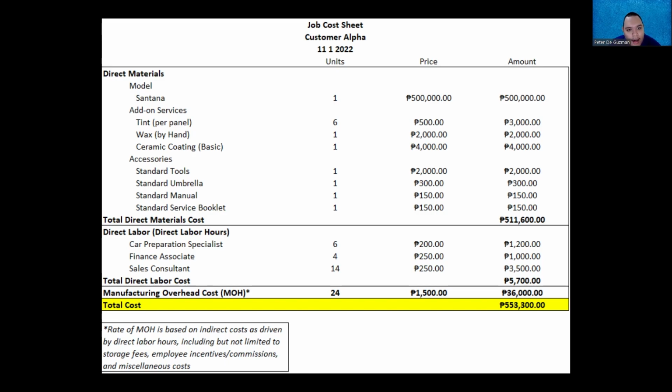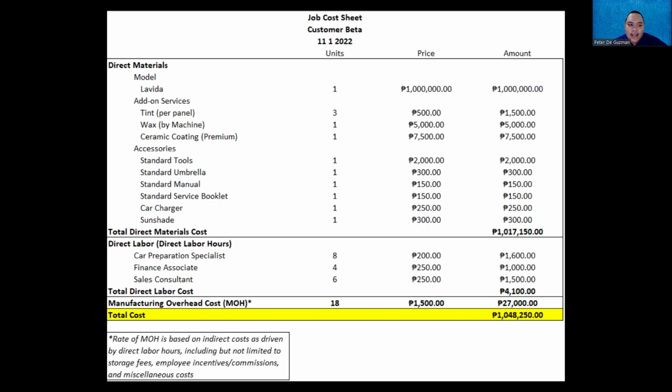Okay, according to this job cost sheet, customer Alpha purchased a Santana and the associated price is 500,000 pesos. And to get the amount, we multiply, as I mentioned earlier, 500,000 pesos by 1, because only one Santana was purchased. So we get 500,000 pesos. Okay? So Alpha purchased the Santana, which is a sedan model.